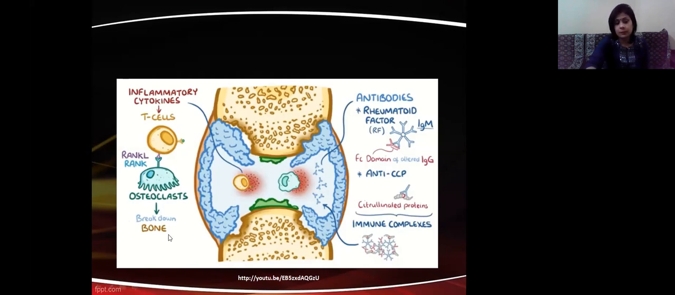So there will be breakdown of bone. Here you can see the bones are being eroded. Even the breakdown of bones has started. So along with the damage of articular cartilage, there will be destruction of bones, breakdown of bones.